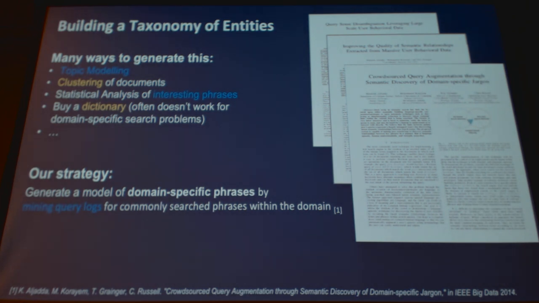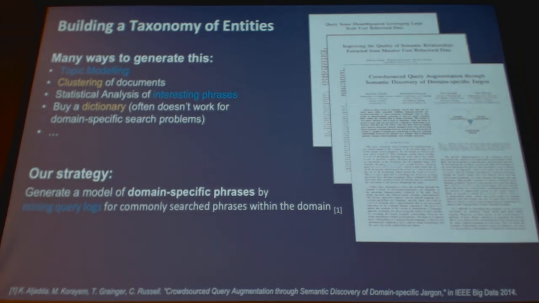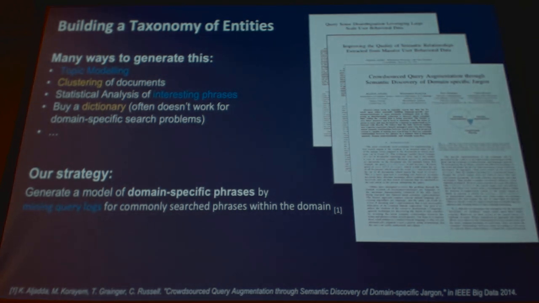And there are a lot of ways to build a taxonomy of entities. What we do, like I mentioned, is the query log mining. You could also do topic modeling. You could cluster documents together to try to find common phrases that occur within your content. You can do statistical analysis of interesting phrases, or you can buy a dictionary, assuming you don't have some domain-specific use case, which almost everybody in this room has. But that's the option people usually start with.